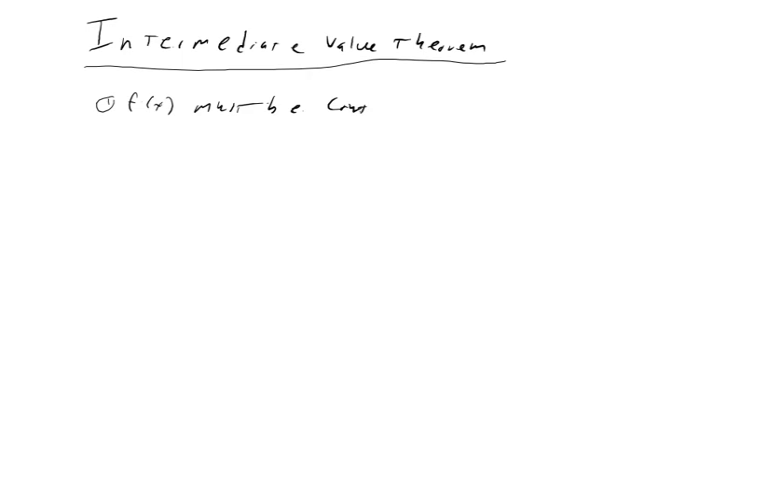Continuous on a certain interval. Continuous. Oh God, why is this not working? Yes, f of x must be continuous on an interval. What else? What does that mean?